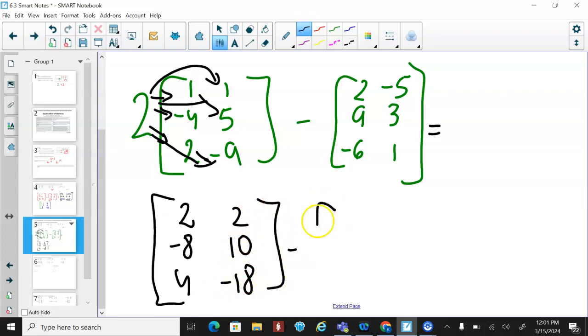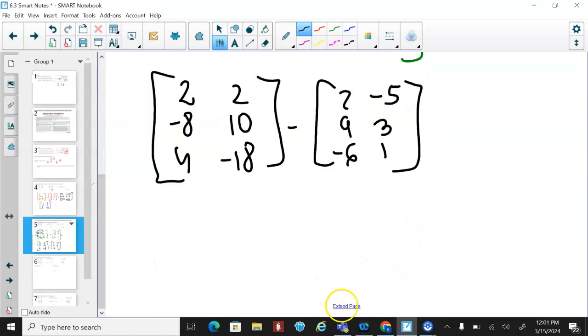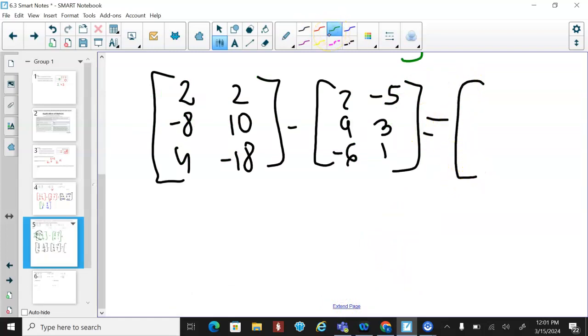Okay. And now we're subtracting. So again, you can distribute the negative and change their signs, and then add the terms if it makes it easier. I'm simply just going to go with subtraction. So 2 minus 2, okay, is 0. Now, next one, you're going to have negative 8, all right, minus 9. It's going to be more negative, which is negative 17.